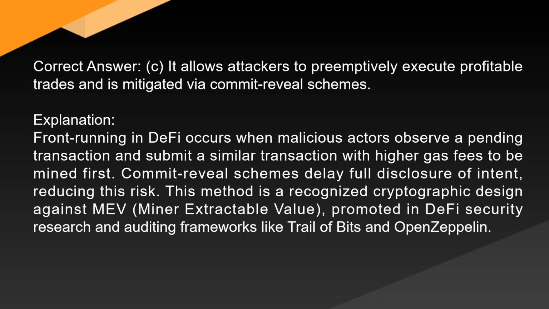Correct answer. C. It allows attackers to preemptively execute profitable trades and is mitigated via commit-reveal schemes. Explanation. Front-running in DeFi occurs when malicious actors observe a pending transaction and submit a similar transaction with higher gas fees to be mined first. Commit-reveal schemes delay full disclosure of intent, reducing this risk.